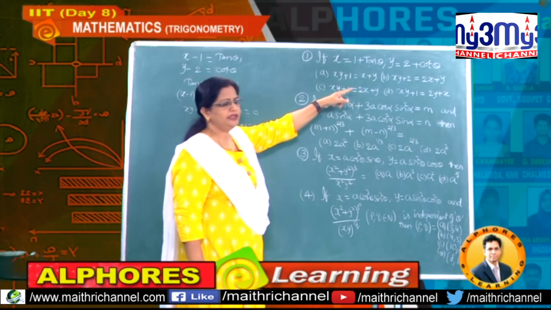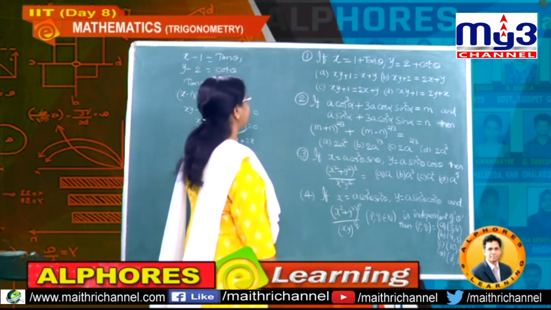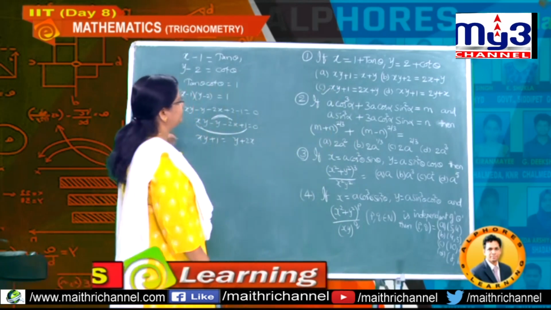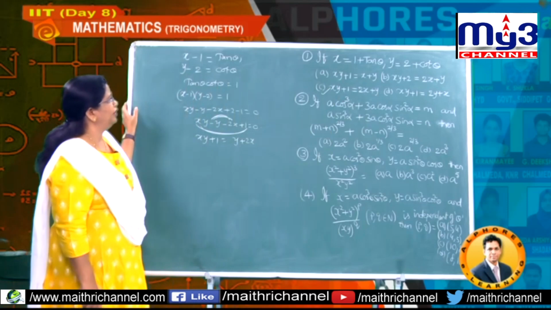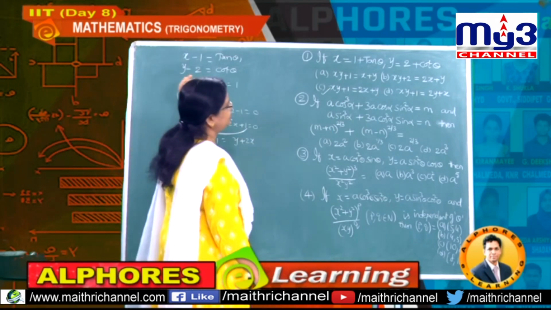So, option B is here the right option. So, plus 1 is there, xy plus 1 is y plus 2x. So, option C is right. Understand, students? Now, if you want to do the same problem in a short method, then the short method is also easy here.